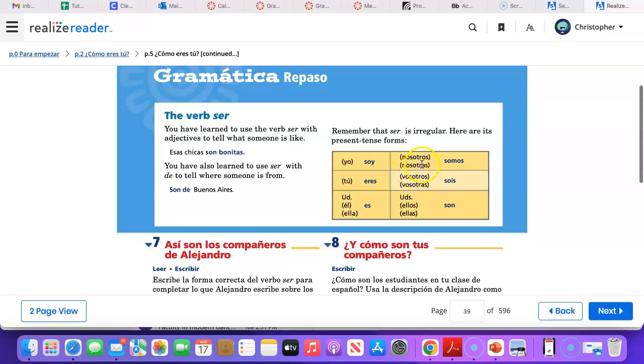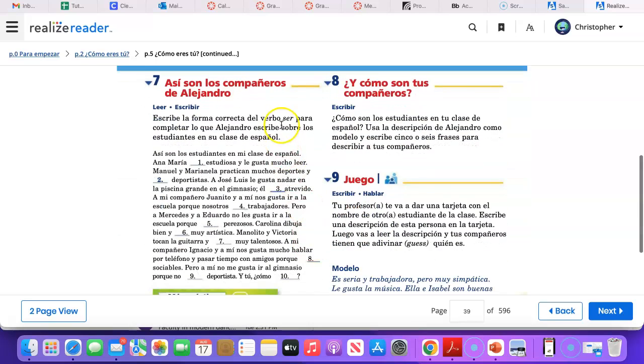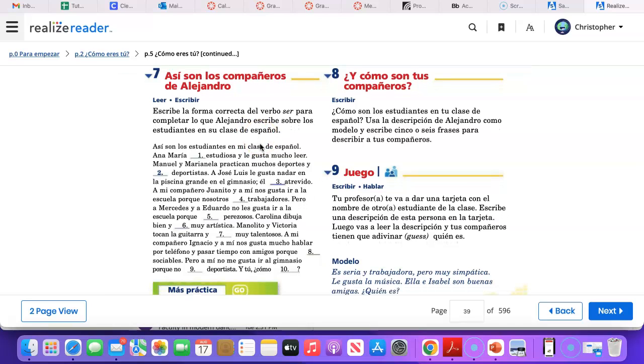And by the way, nosotros and nosotras, you know the difference between that? It's just gender, right? Masculine and feminine. We'll get into that further as we continue. But write the correct form of the verb ser in the blank to complete what Alejandro writes about the students in his Spanish class. So let's do the first 3 together, and then we'll go ahead and wrap up here. Escribe, we already did that. Así son los estudiantes en mi clase de español.